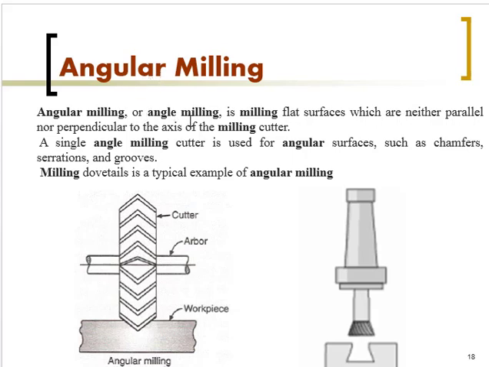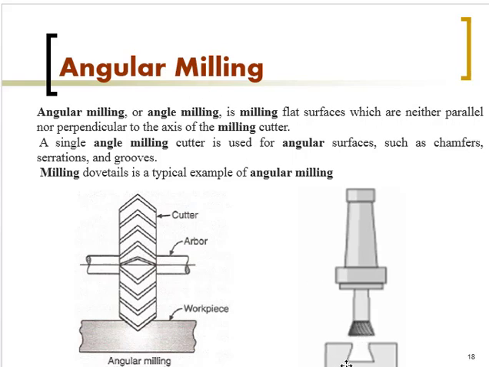Angular milling, or angle milling, is the milling of flat surfaces which are neither parallel nor perpendicular to the axis of the milling cutter. So we can take a simple diagram. This is the arbor and this is a cutter which is mounted on this arbor, and this is the axis of this cutter. So we have two surfaces. You can see this is one surface and this is another surface. These two surfaces are to be milled, and they are neither parallel to the axis of this cutter nor perpendicular to the axis of the cutter. Whenever you want to machine these kinds of surfaces, you will go for angular milling.